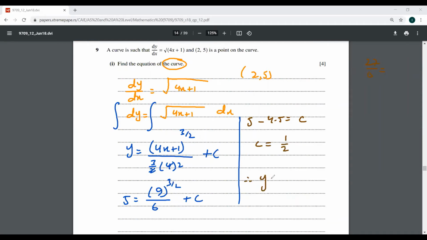Therefore, the equation of the curve is going to be y equals 1 over 6 times (4x+1) raised to power 3/2 plus half. That is the required equation of the curve. Okay. Any question, Mitchell? Okay.